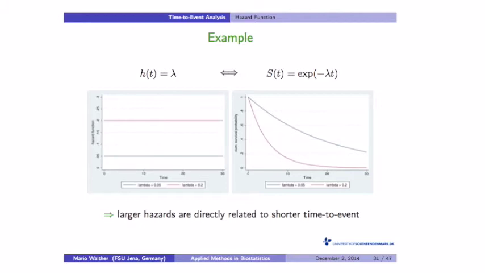No, we can't interpret the hazard rate as a probability. It is a rate which gives you information concerning the speed. Yes? The speed, how fast?